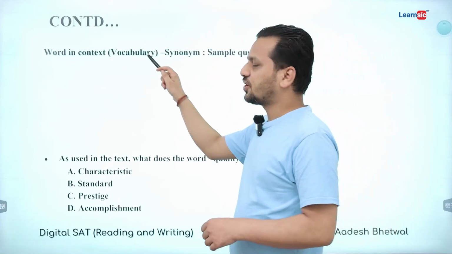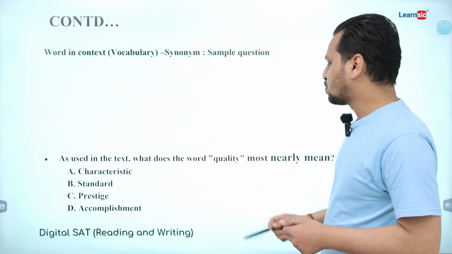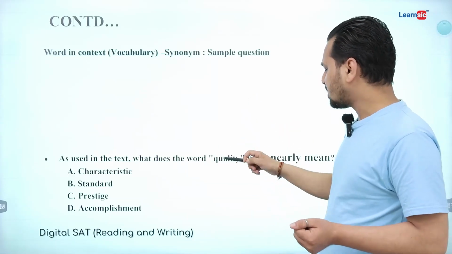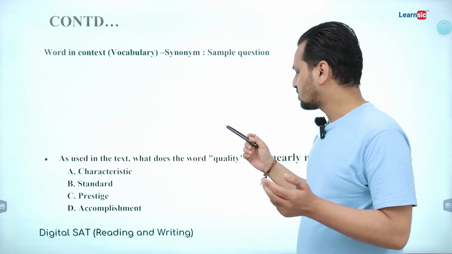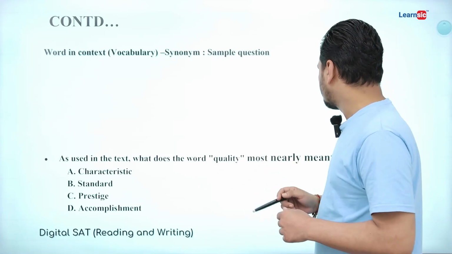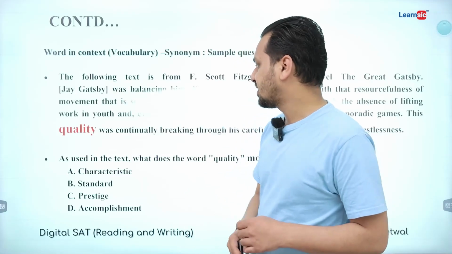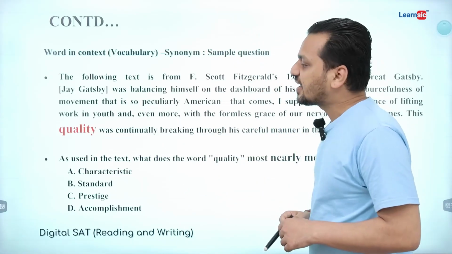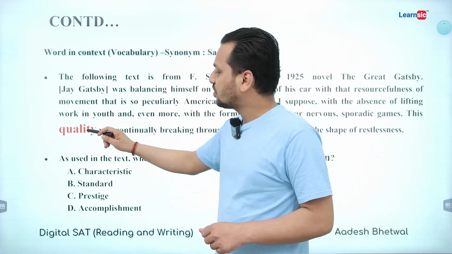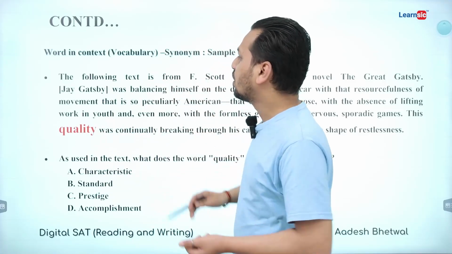Second, again word in context, same question type, but this time you have to find a synonym. So now read, as used in the text, what does the word quality most nearly mean? Quality has been kept in quotation marks. The options are characteristic, standard, prestige, accomplishment. So now we will be getting text like this. You can see I have highlighted the word quality with red color and made it bigger. So now you need to find out the synonymous word that fits instead of quality in this case. That's why we call it word in context synonym.